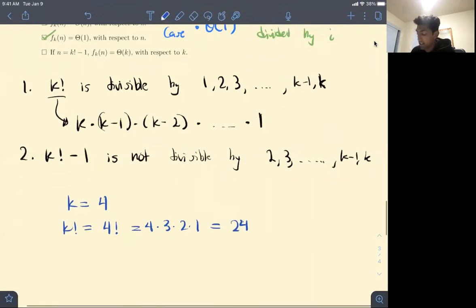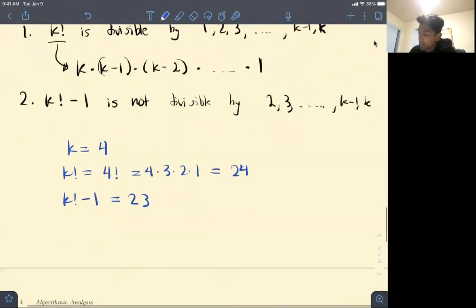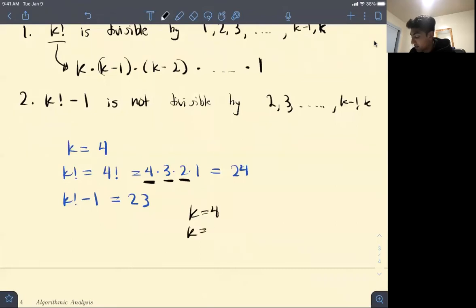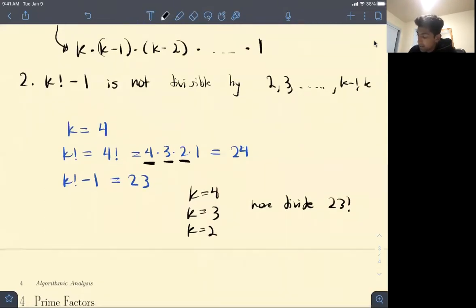And notice here that if I'm taking the number 1 smaller, if I'm taking k factorial minus 1, which is equal to 23, and I'm looking at each of these factors here, notice that none of these factors, 4, 3, or 2, divide 23. None of these numbers divide 23, which makes sense because 4 divides 20 and 24.